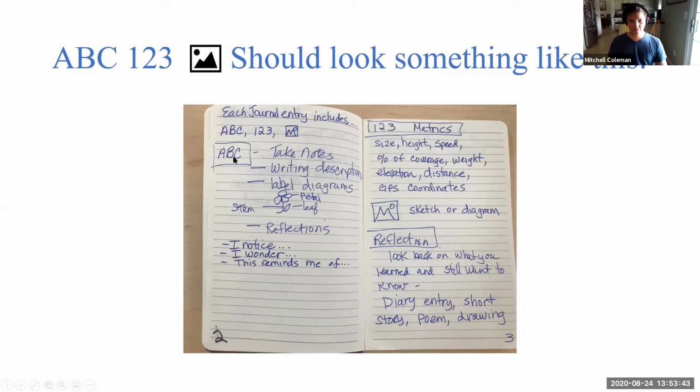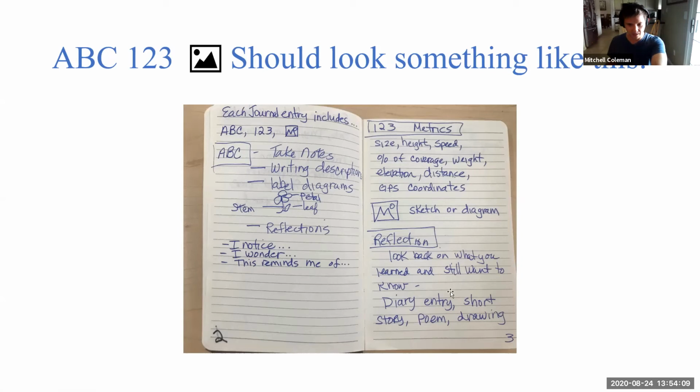Taking notes, ABC is taking notes, writing descriptions, labeling diagrams, like here's a picture of a petal, the stem, the leaf, flower, and so forth. It's a reflection. This reminds me of 1, 2, 3, which is the metrics: the size, the height, the speed, the weight, the elevation, etc. And then the picture is the sketch or diagram. And then at the very end, a reflection. I mean, this can be all sorts of things.